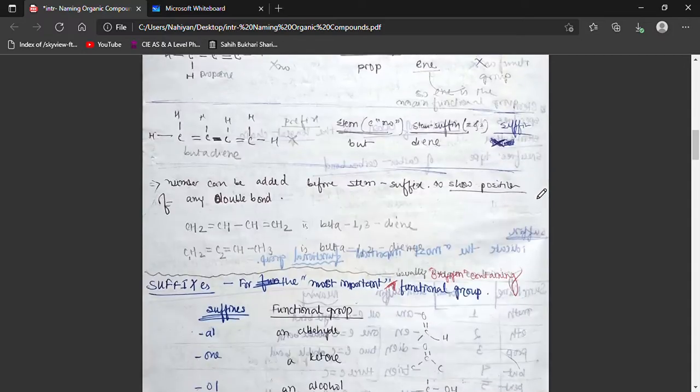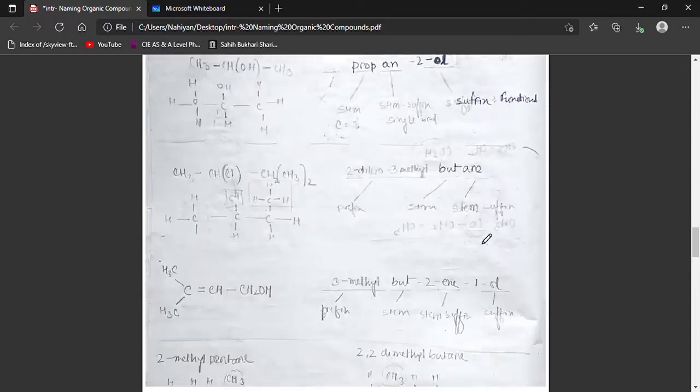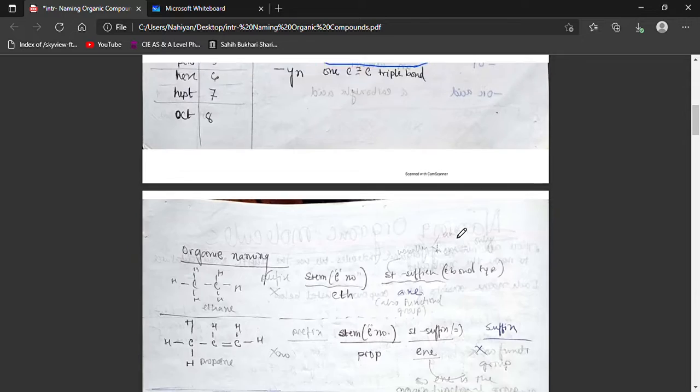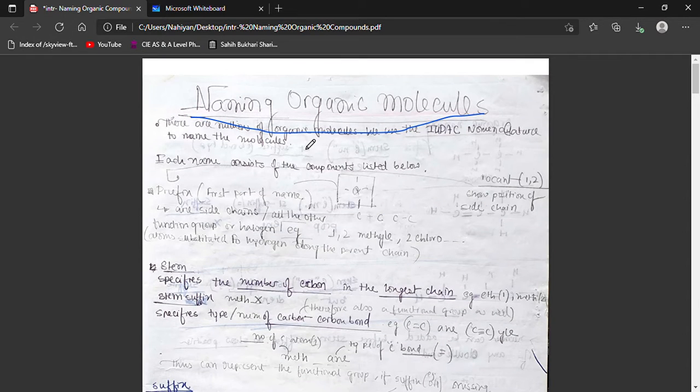So today we're going to look at how to name organic compounds. This is a very simplified shortcut way, and the best way to approach it. First of all, there are millions of organic molecules, so the method we use is the IUPAC nomenclature, to name this molecule.